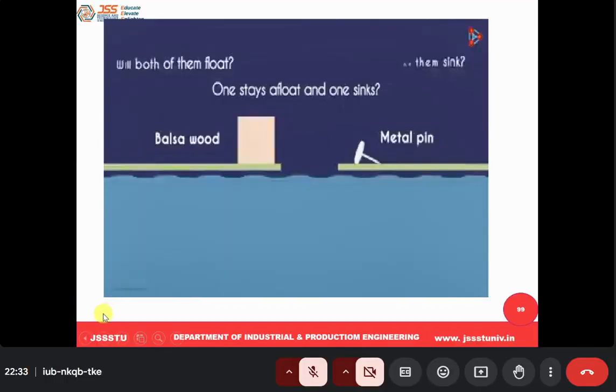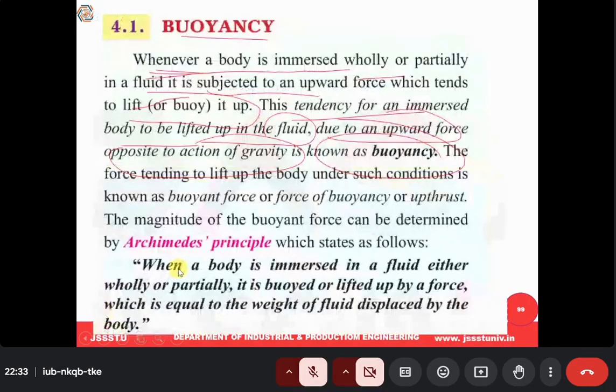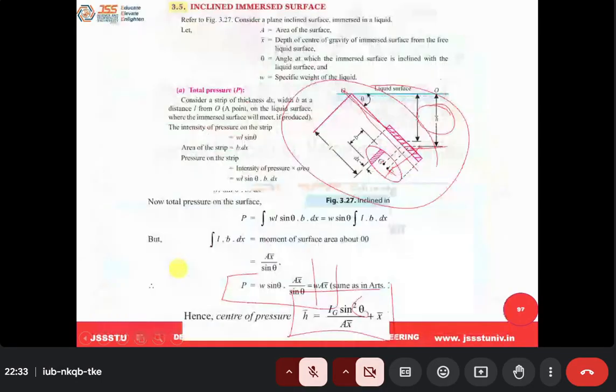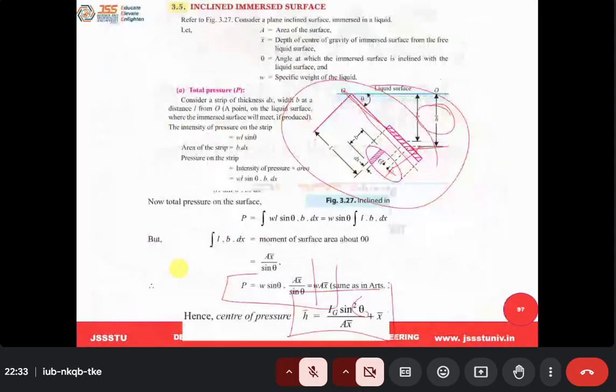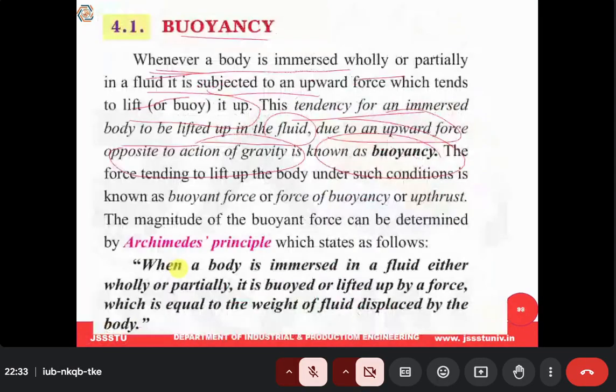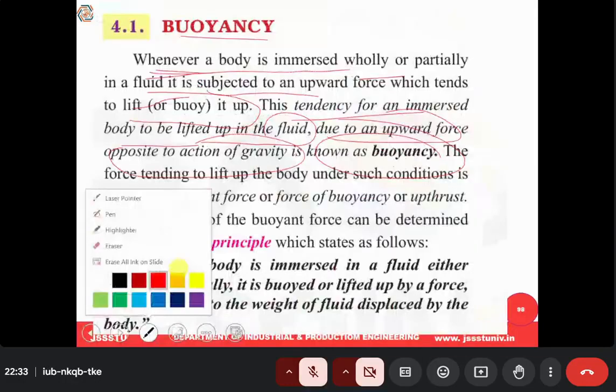That is okay. There is one more very important principle. What is that called? That is called the Archimedes principle. I think you have heard of Archimedes, right? Yes, sir. What is Archimedes principle?